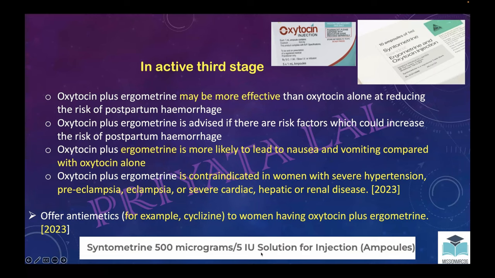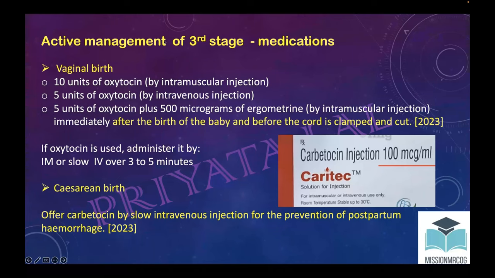Part 2 people, you are going to get a question from here for sure. So what they want in vaginal birth, active management for third stage of labor: either 10 units of oxytocin IM. This was previously also. Now additionally, there are 2 more options they have added: 5 units of oxytocin by IV injection, or 5 units of oxytocin with 500 micrograms of ergometrine, that is syntometrine, immediately after birth of the baby, before the cord is clamped and cut. So now there are three options for the active management for third stage of labor if the patient is going for vaginal birth.